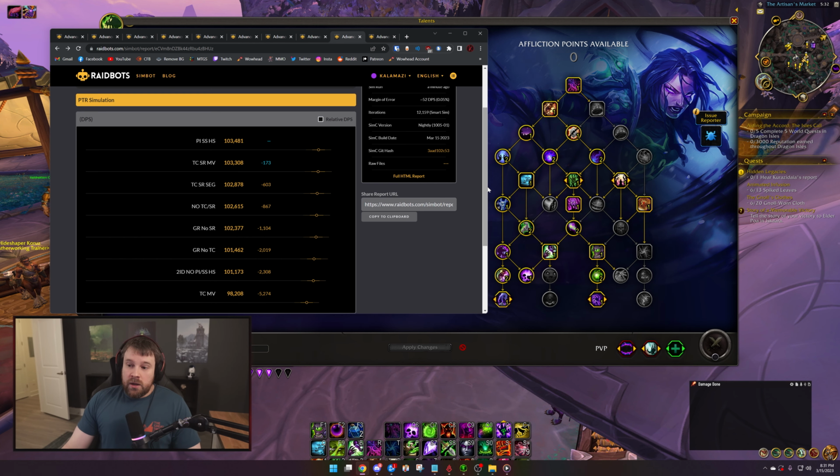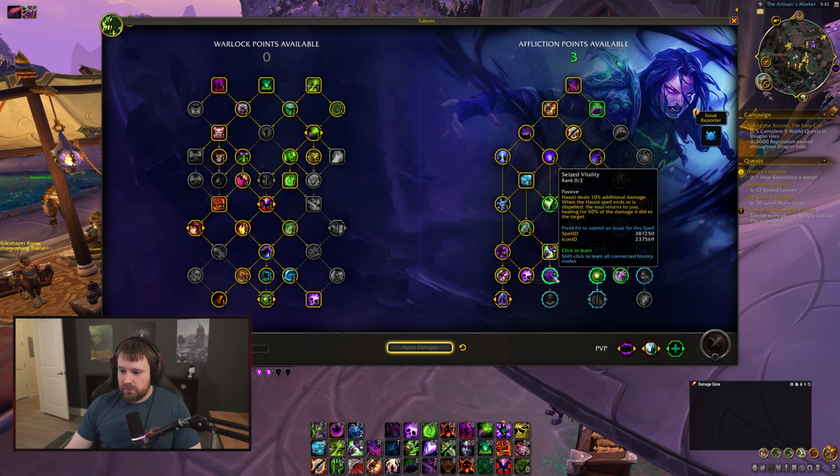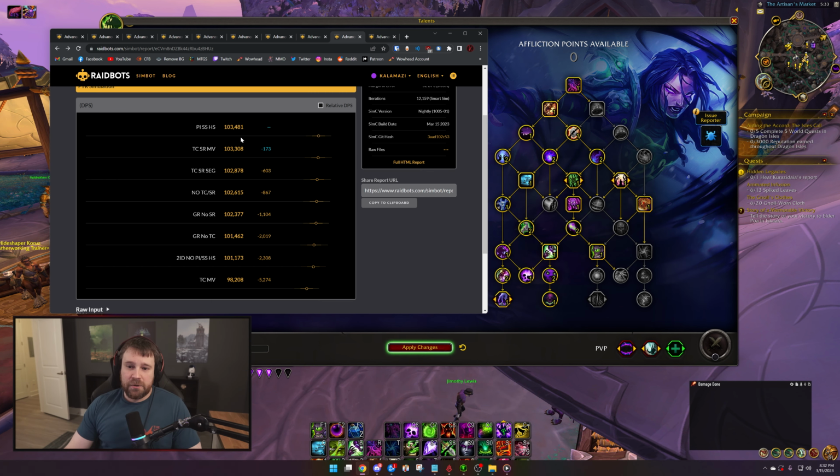That could be relevant, like Primal Council, but that's sort of niche and to be determined. So it looks like off the bat, number one here, Pandemic Invocation, Soul Swap, Haunted Soul, playing Dark Lair, is sitting at 103,481 DPS using my gear. The second closest build is Tormented Crescendo. They're all playing Crescendo here, basically. This build is as well.